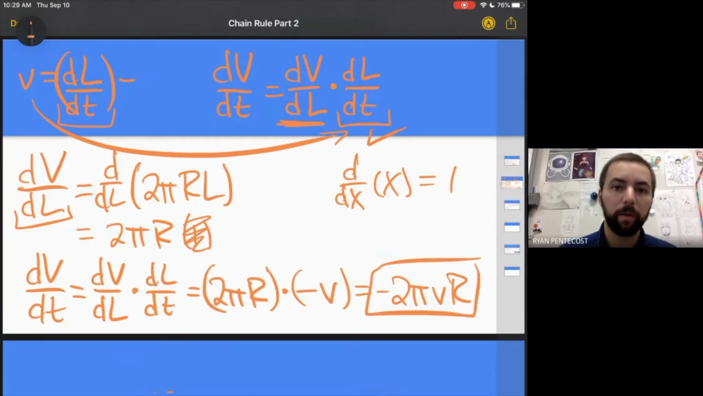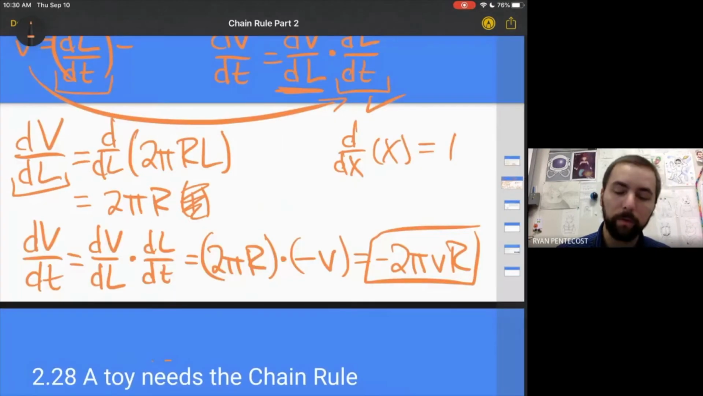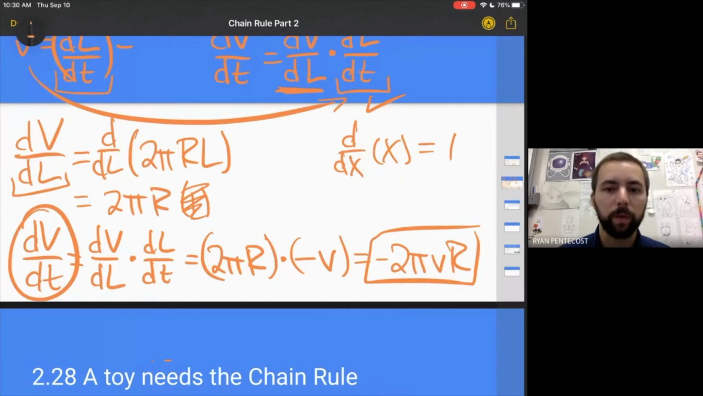So that is how we can find the derivative of that flow rate. The flow rate, we can see, is determined by two variables, the velocity of the water and the radius of the hose. If those two change, then the flow rate will also change. And now remember, the reason that it's negative is just because we're looking at the rate of the air decreasing in the hose, not the rate of the water increasing in the hose.